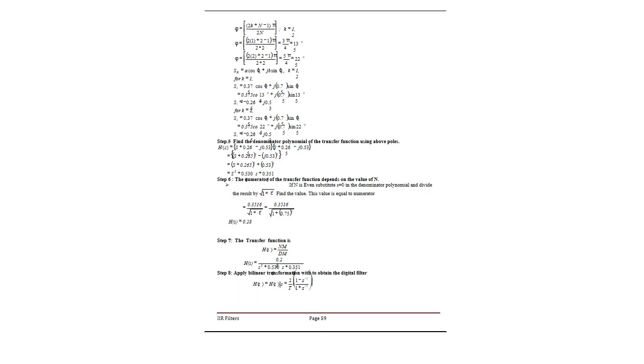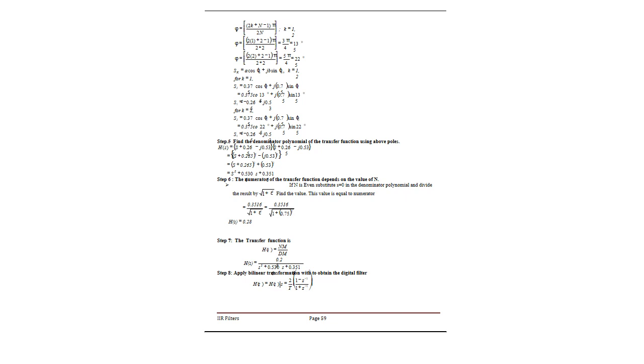Next, phi is equal to (2k plus N minus 1) into pi by 2N, where k is equal to 1, 2. So we have to substitute the values k equal to 1 and k equal to 2 in s k equal to a cos phi k plus j b sin phi k. For k equal to 1 we will get the s1 value, and for k equal to 2 we will get the s2 value.